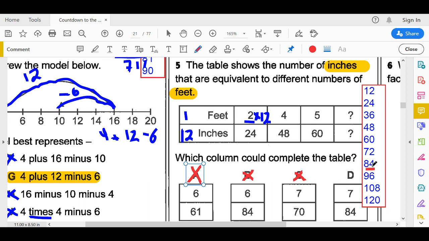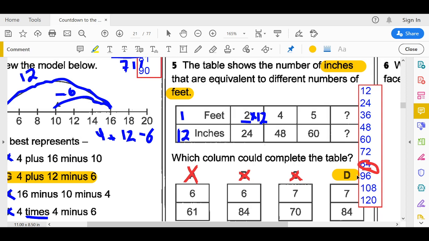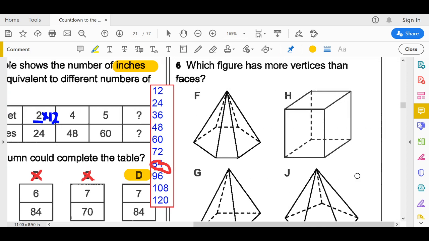So let me just change my color right there. That is an 84 right here, amigos. Okay. So please make sure you highlight right here that the right option should be letter D. 7 times 12 equals 84. Okay, we're about to finish here.